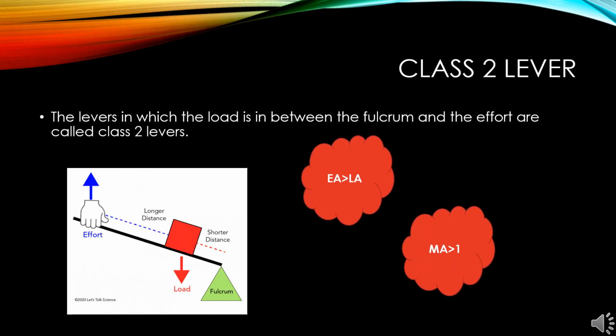Let's learn about second class of lever. In class 2 lever, load is in between fulcrum and effort. We can see a figure that explains the same. Here, we can see that effort arm is greater than load arm. So, the mechanical advantage of class 2 lever is greater than 1.